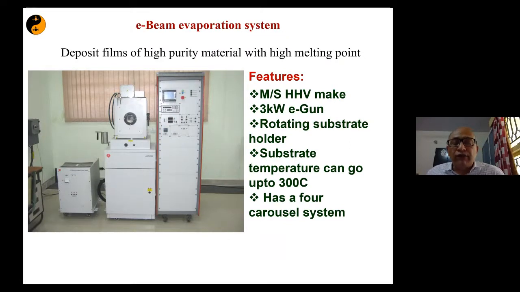And as I told you, for material synthesis, we need techniques for synthesis in bulk, and also techniques which can synthesize thin films. So we have this e-beam evaporation system for depositing films of high purity material, and this has been widely used by our users. And another thing I want to point out is that many of these facilities certainly go bad sometimes, but all efforts are taken to keep them up for the maximum time. So whenever a user wants a certain facility, he has to find out whether it is working or not at that point of time. So that is very important.